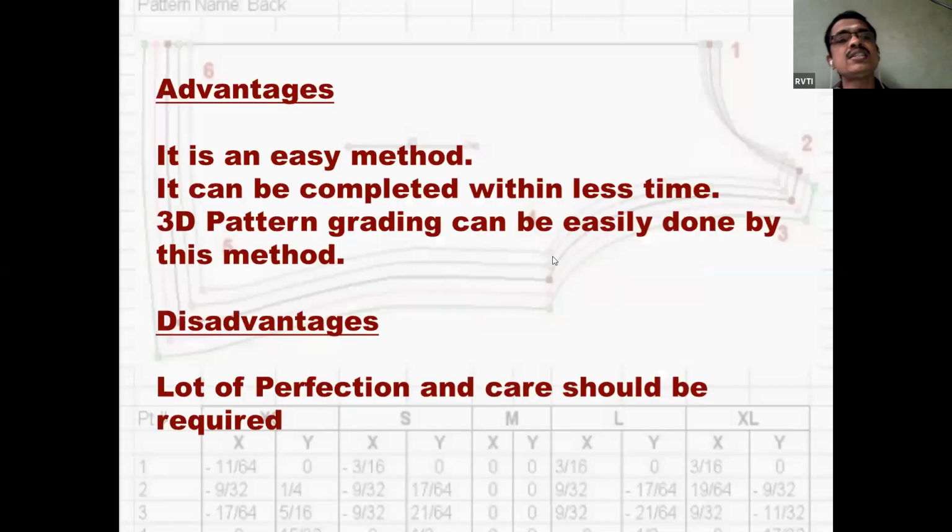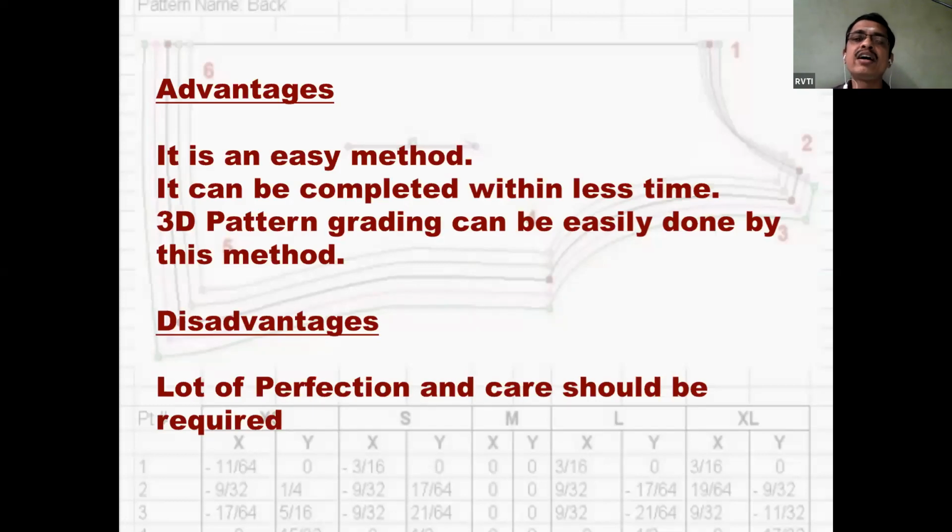The advantage is that it is an easy method. It can be completed within less time. And 3D pattern grading can be easily done by this method. Two grading systems are there: one is 2-dimensional grading, another one is 3-dimensional grading. Normally we follow 2-dimensional grading only.